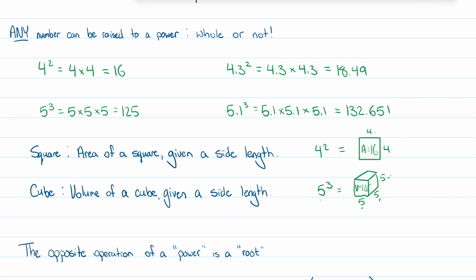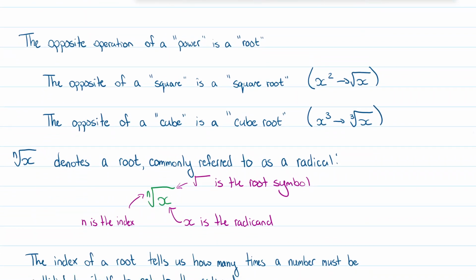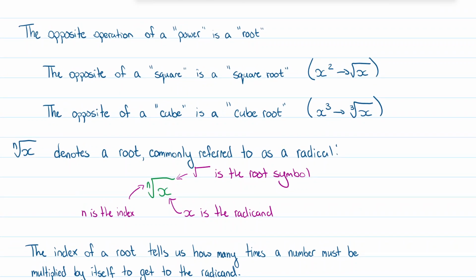The opposite operation of a power is something called a root. This is probably one where people get tripped up a little bit more than with powers. It's trying to think the reverse way. The opposite of a square is just a square root, and it looks like this. It's got that little symbol that looks like that, and it's got a number underneath.